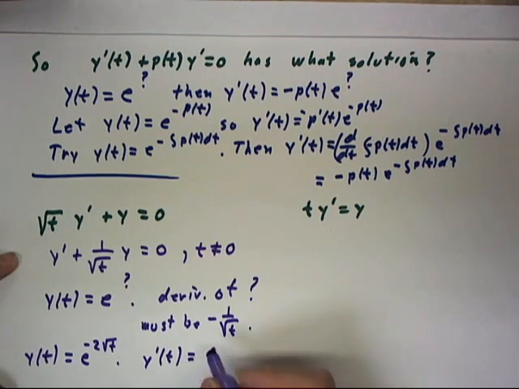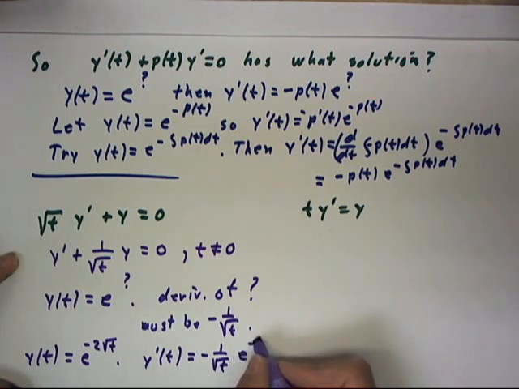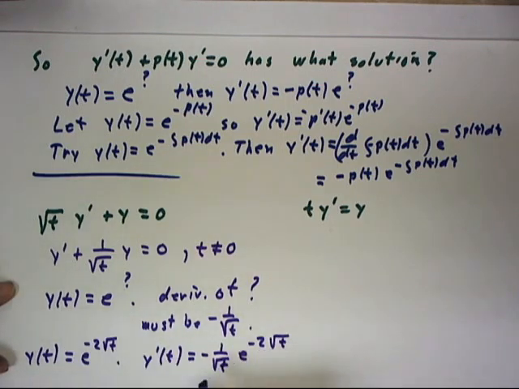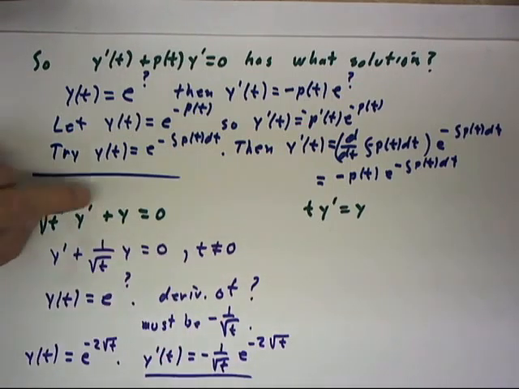y prime of t then equals negative 1 over the square root of t times e to the negative 2 square root of t. And we can verify that this function satisfies the condition that we have here.